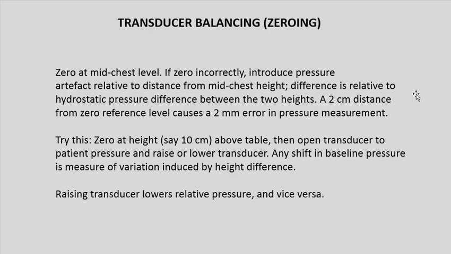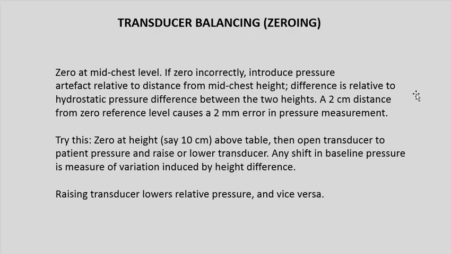So try this sometime during a cath lab turn. Zero at a certain height, which the nurses do routinely at say 10, 12 centimeters above the table. There's always a convenient bowl. That's the right height that approximates mid-chest level. The alternative is to use the top of the thigh. So if you zero, say there, at the top of the thigh, then open the transducer to patient pressure and raise or lower the transducer. You will see a visible shift in the baseline pressure induced by the movement in height up and down relative to that original zero reference level.